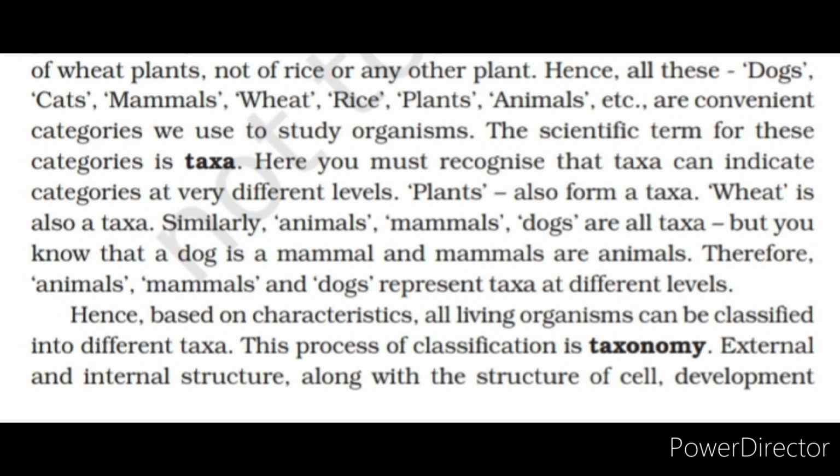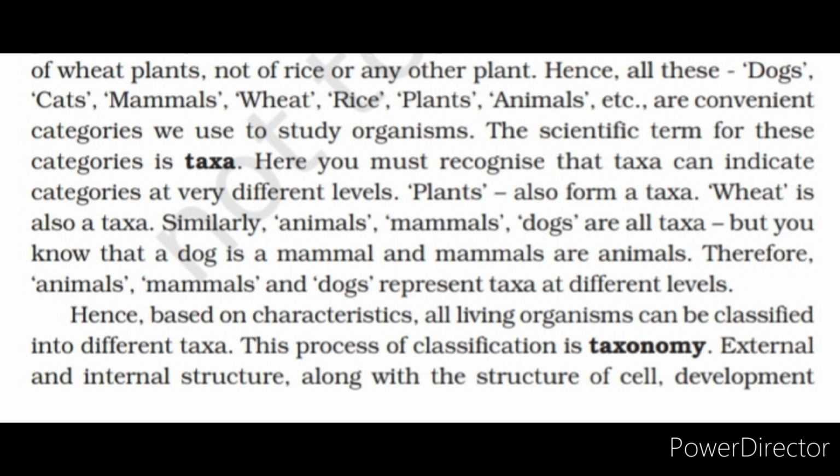Hence, all these dogs, cats, mammals, wheat, rice, plants, animals, etc. are convenient categories we use to study organisms. The scientific term for these categories is taxa. Here you must recognize that taxa can indicate categories at very different levels. Plants also form a taxon. Wheat is also a taxon. Similarly, animals, mammals, dogs are all taxa, but you know that a dog is a mammal and mammals are animals. Therefore, animals, mammals and dogs represent taxa at different levels.